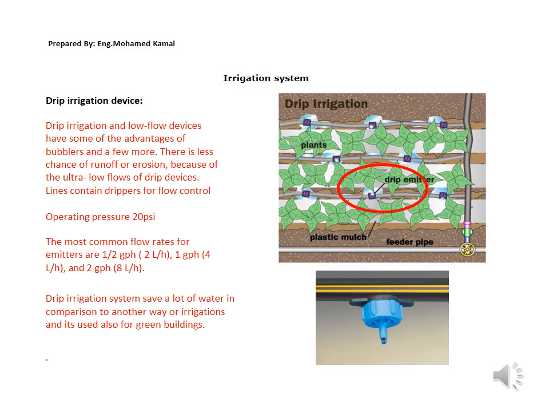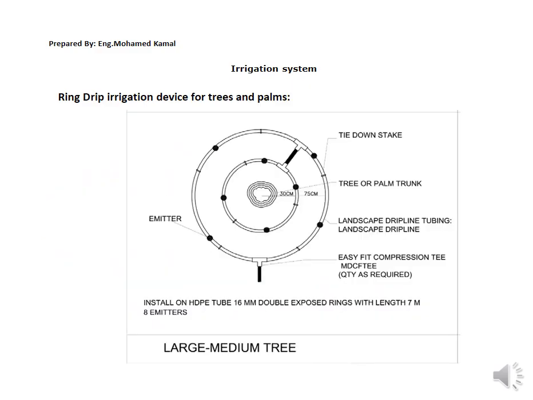So the best usage for the drip system is commonly for ground cover plantations, and we can also have a ring drip irrigation. It's commonly used for trees and palms. We can say that this type of drip irrigation can be an alternative for the bubbler method, and it's low flow and low consumption with respect to the bubbler method.